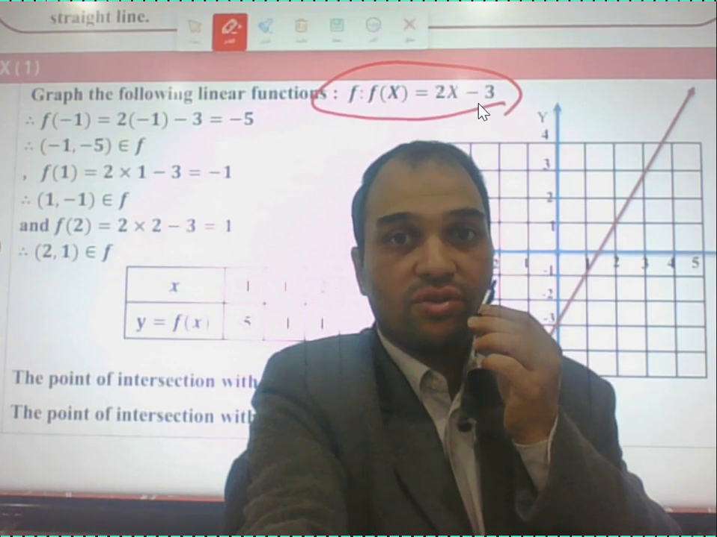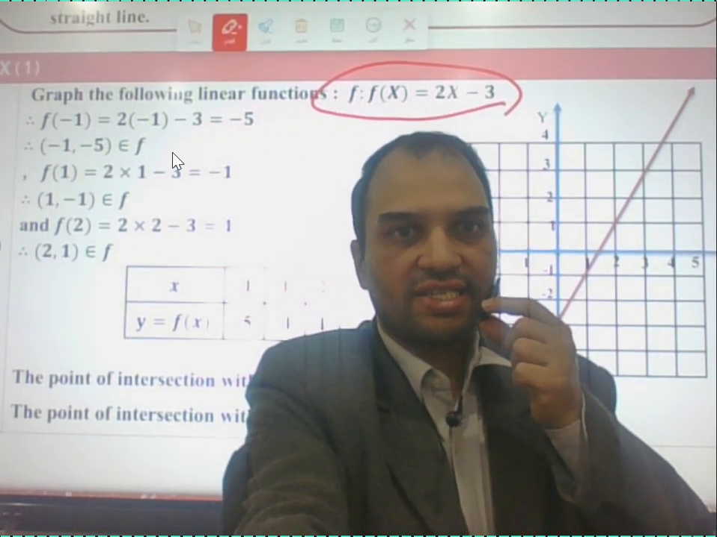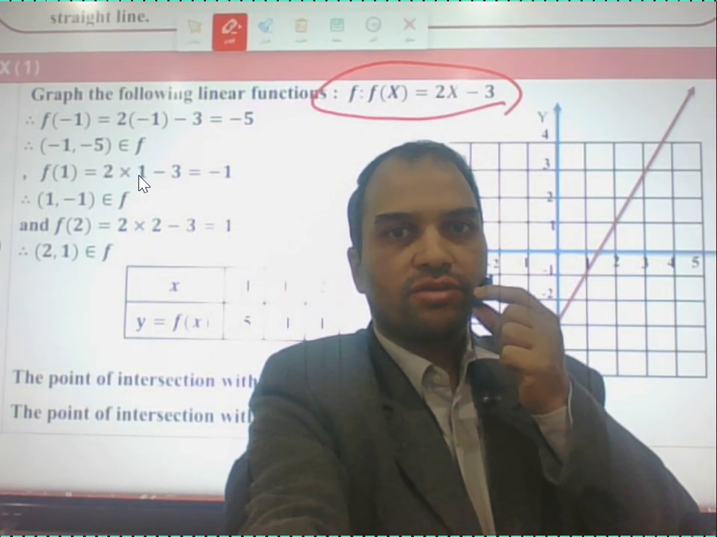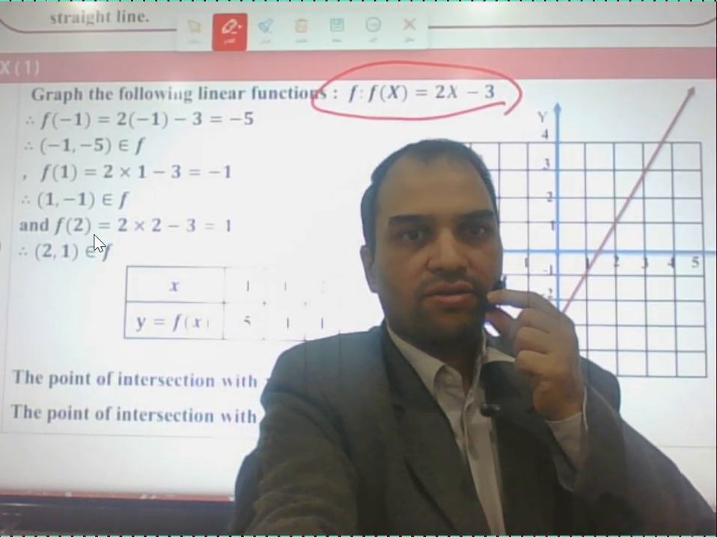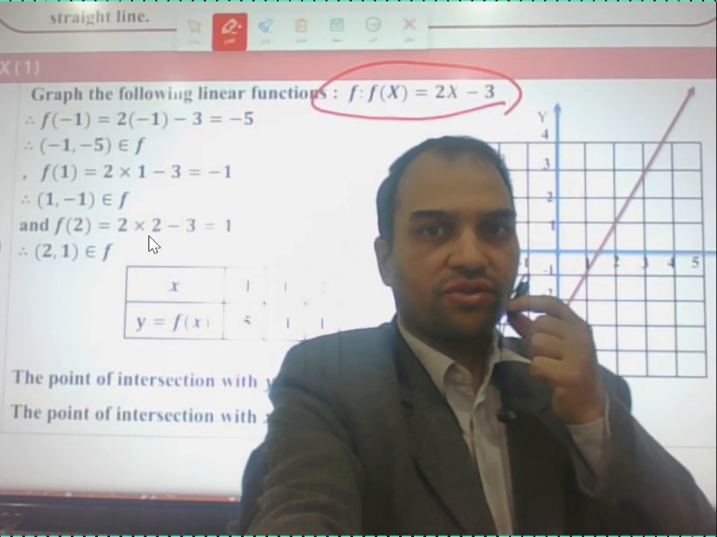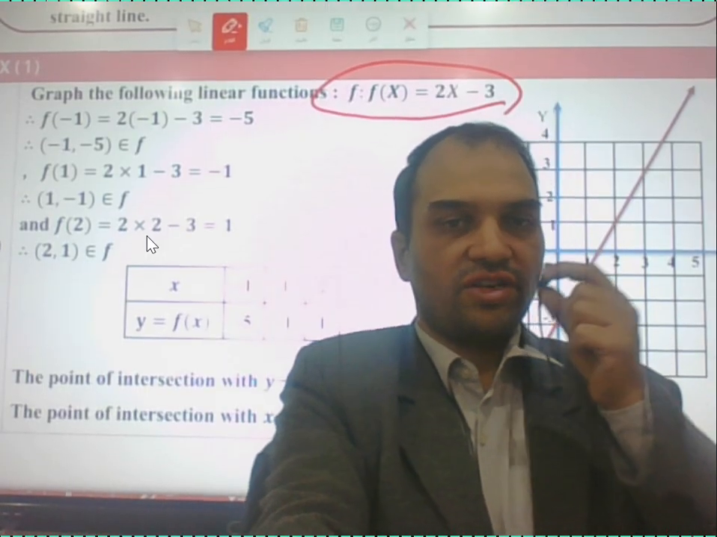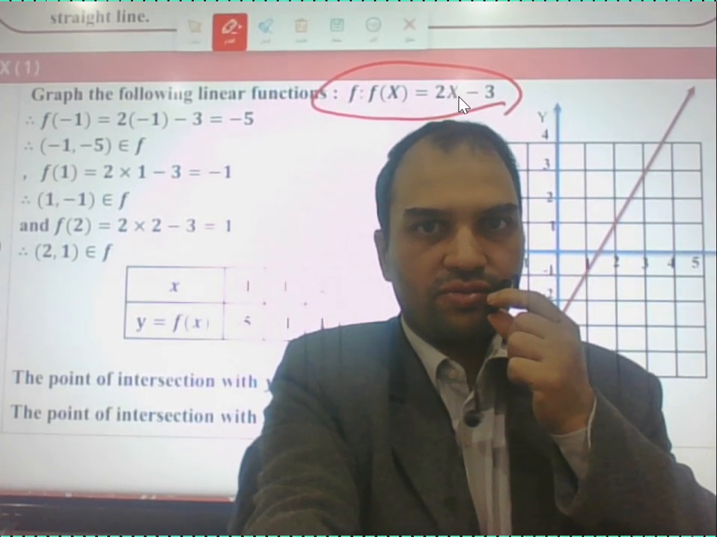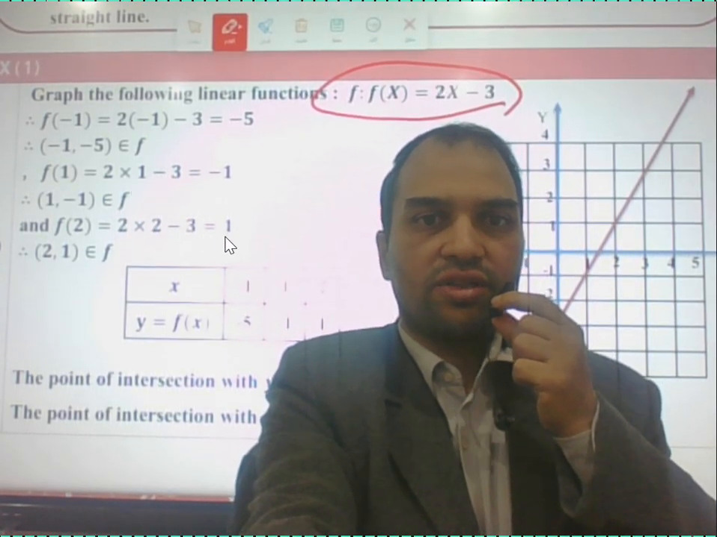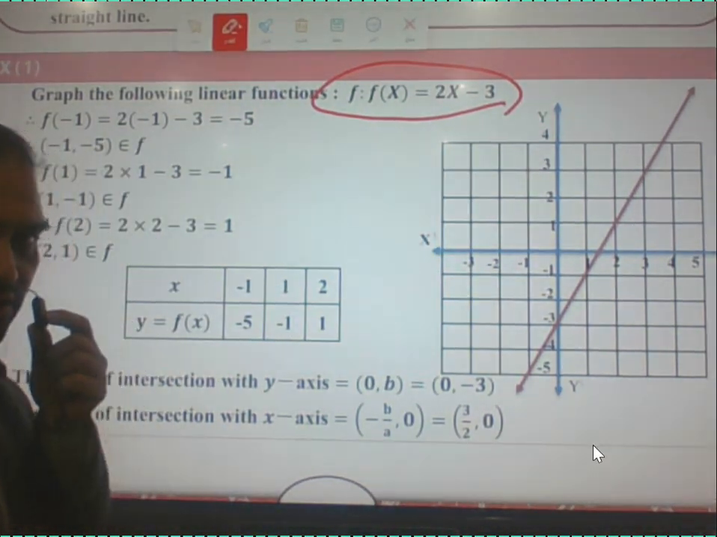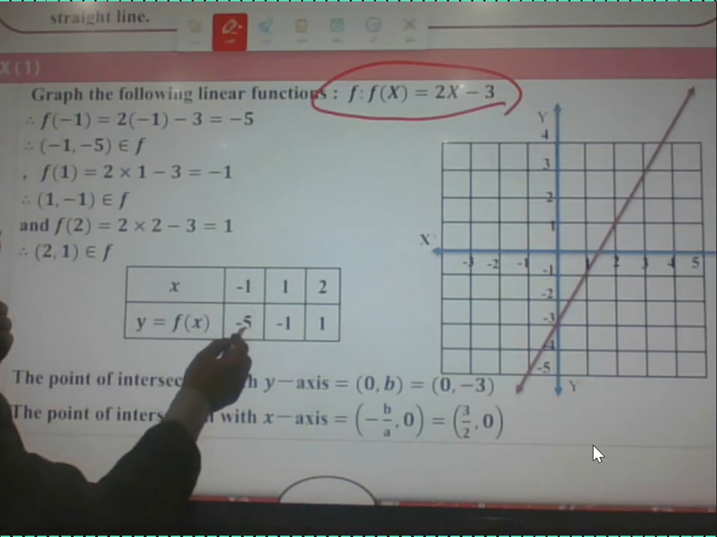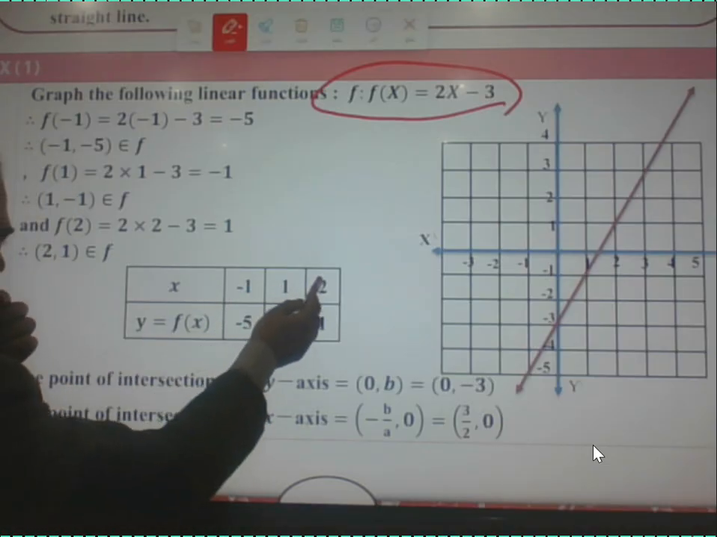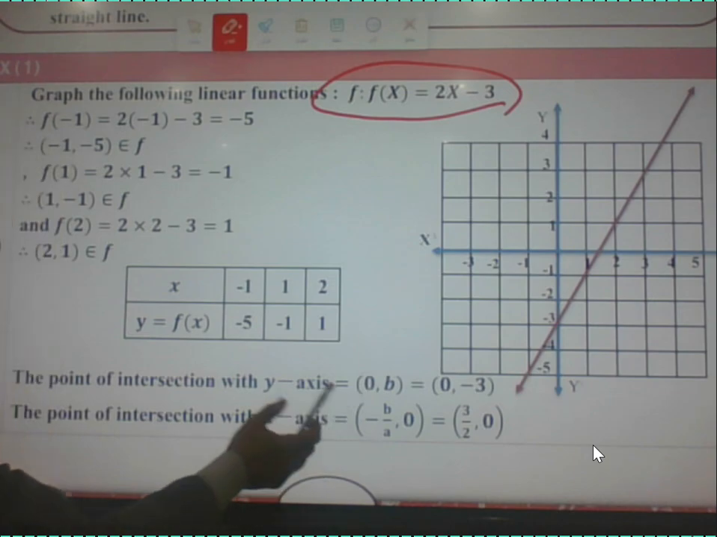And also we can find the image of the function when x equals 1. Put 1 here, 2 times 1 minus 3, it will be negative 1. And also you can find the image of 2. Put the value of x equal to 2, put with me here, 2 times 2 is 4, 4 minus 3 is 1. After these steps, you can draw the table, and you can put the points: x and the image, negative 1 and negative 5, 1 and negative 1, 2 and 1. We have the ordered pairs.